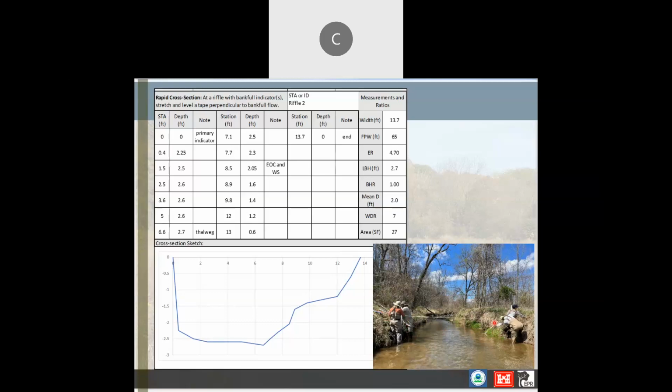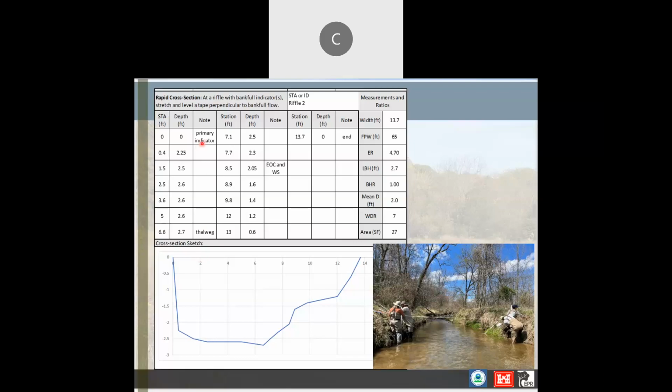You'll have to get your hand level out to level the tape if the water surface is doing something funky between the left and the right. But stretch the tape, level the tape, and then start taking readings of station and depth. So the depth being from the channel bed up to your tape.